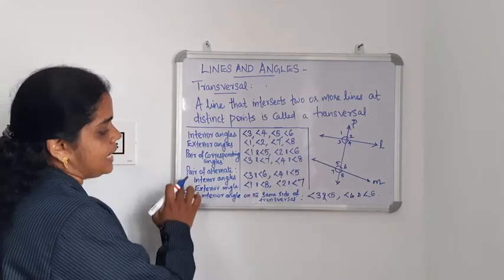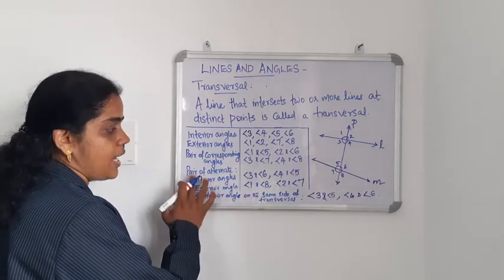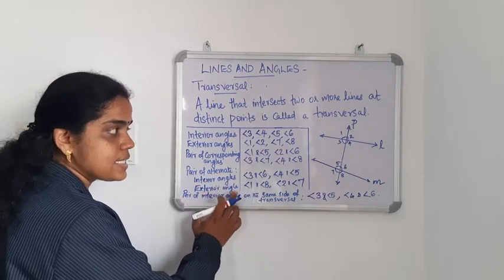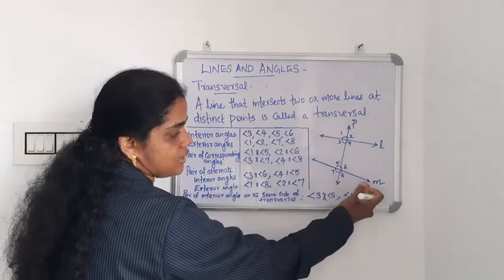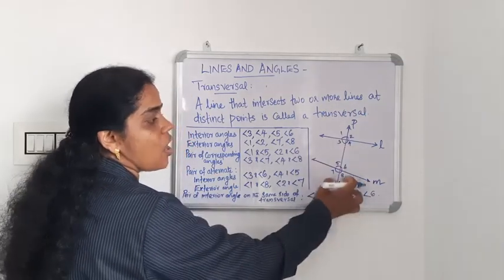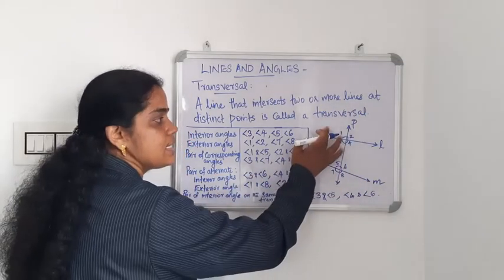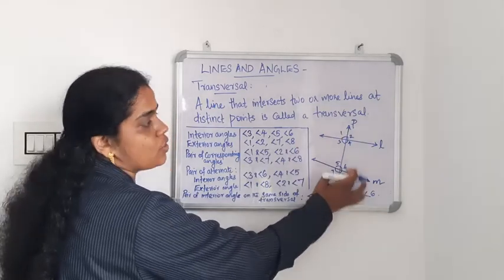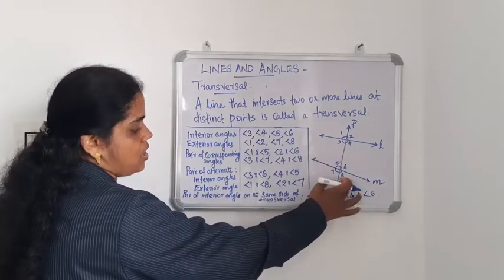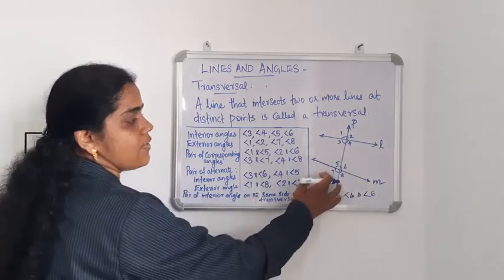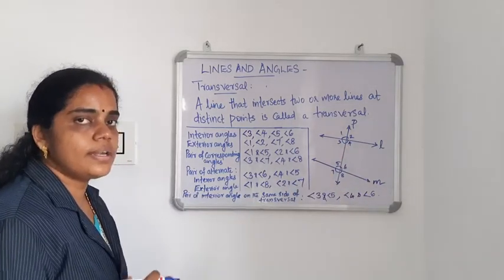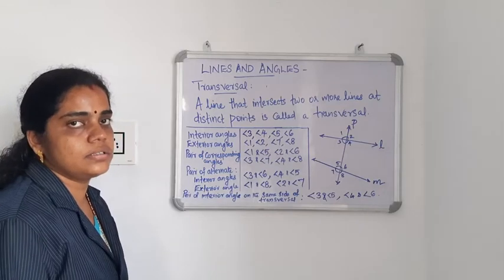In such a way, exterior angles also there. Pair of alternate exterior angles. One is on this side and the other is on this side, but it must be alternate. One is here and the other is there. So, 1 and 8 are alternate exterior angles. In the same way, 2 and 7 are also alternate exterior angles.